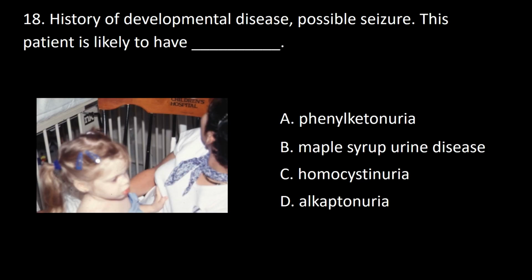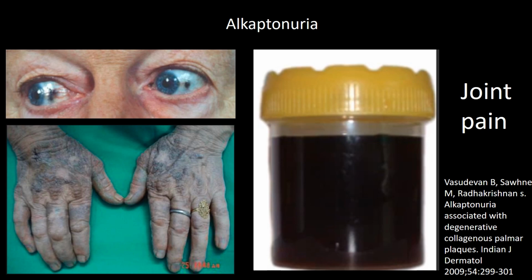Next and final question. History of developmental delay, possible seizure. This patient is likely to have: please take a few seconds to look at the photograph below. The possible answers are A, phenylketonuria, B, maple syrup urine disease, C, homocystinuria, D, alkaptonuria. Patients with alkaptonuria usually present to the dermatologist, nephrologists or rheumatologists because of dark skin pigmentation that increases with time, dark urine, and joint pain.